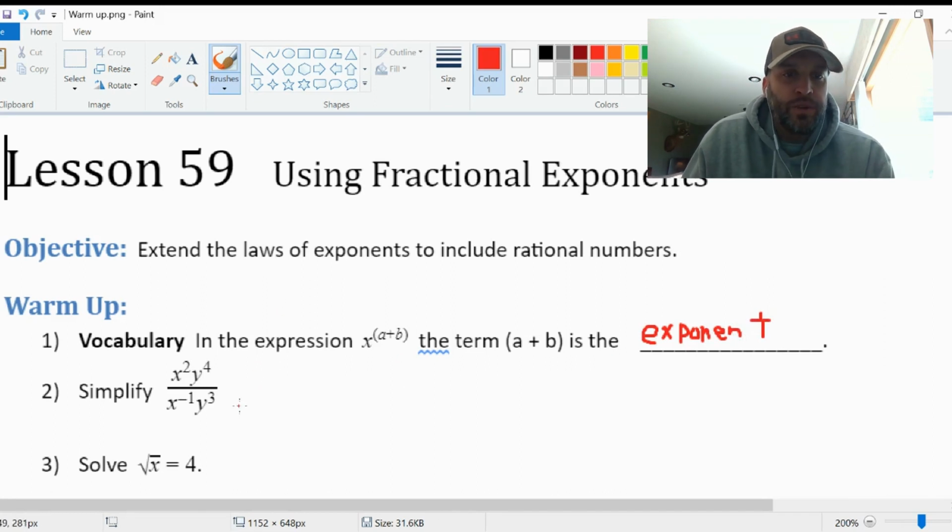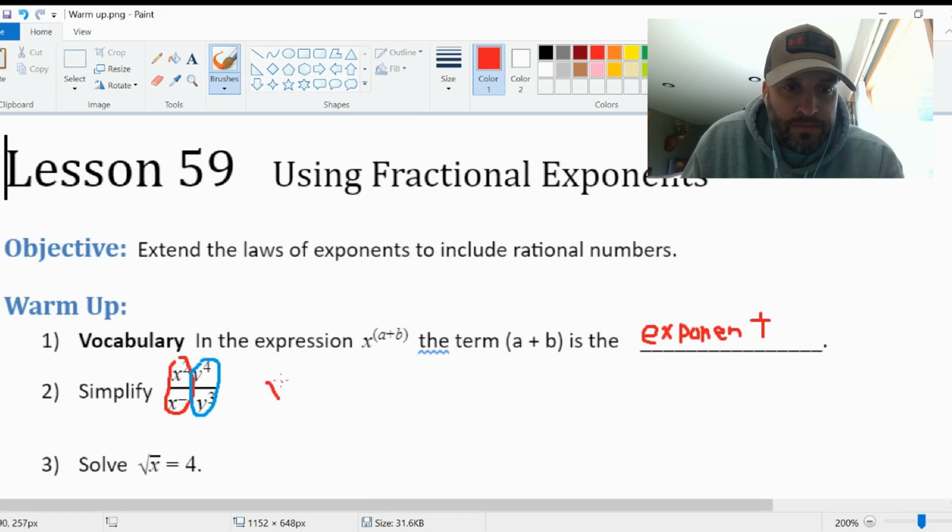Secondly, simplify x squared y to the fourth over x to the minus 1 y to the third. Whenever we're dividing two powers that have the same base, so these two powers have the same base, and these two powers have the same base, which are y's, you can use subtraction. So we are going to take first x to the second, which is our numerator exponent, minus the denominator's exponent, which is -1. And for y's, we're going to take y to the 4 minus 3.